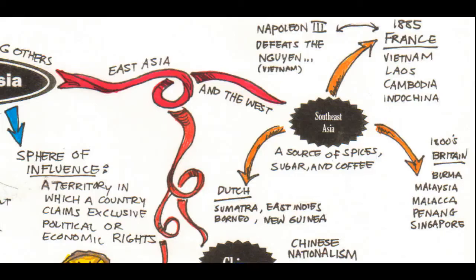And Southeast Asia was a very good source of different spices, sugar, and coffee, as well as other materials that would be sent back to Europe.